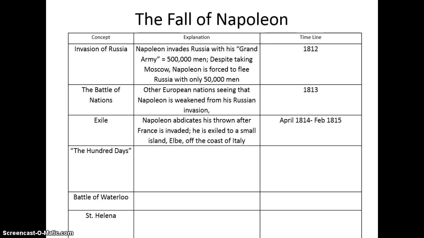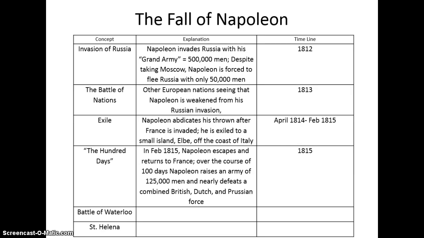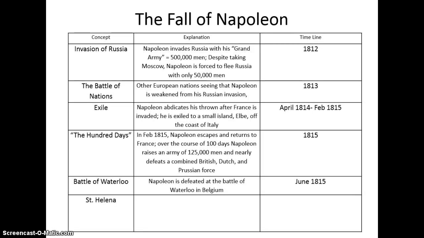However, he eventually escapes the island, works his way back to France, and during what is known in French history as the Hundred Days, Napoleon, as I mentioned, escapes. He returns to France, and over the course of 100 days, raises an army of 125,000 men. And he nearly defeats a combined British, Dutch, and Prussian force at the Battle of Waterloo. Unfortunately, Napoleon is defeated at this Battle of Waterloo in Belgium in June of 1815.